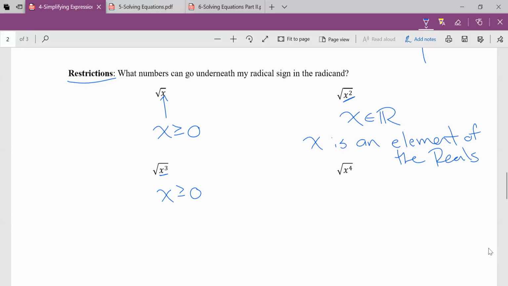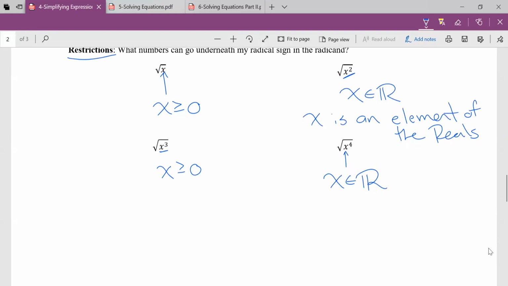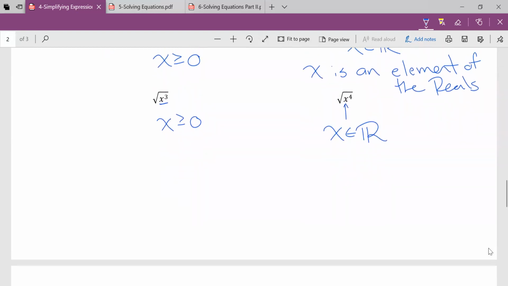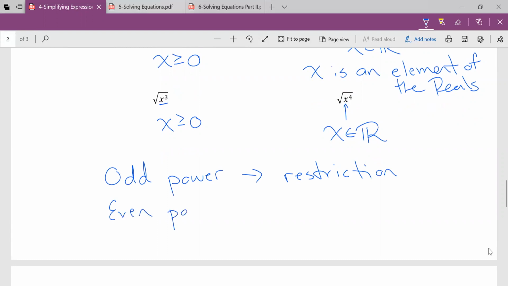One more, x to the power of 4. Well, guess what? What happens when I stick a negative number, raise it to the power of 4? A negative number to the power of 4 turns positive. So I can stick negative numbers in there. X is an element of the reals. I really don't have a restriction. So what I want you to think about here is if we have an odd power, we have a restriction because we can't take the square roots of negative numbers. But if we have an even power, that would make all our negative numbers positive. So we don't have a restriction. Okay? It's a little tricky, I know.